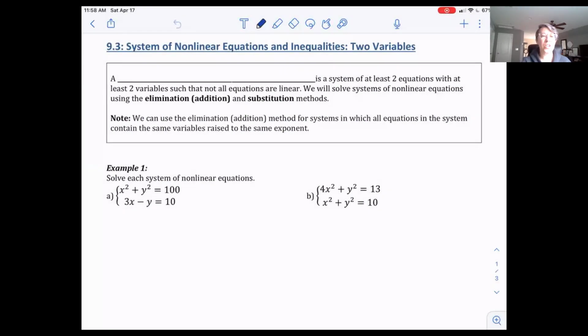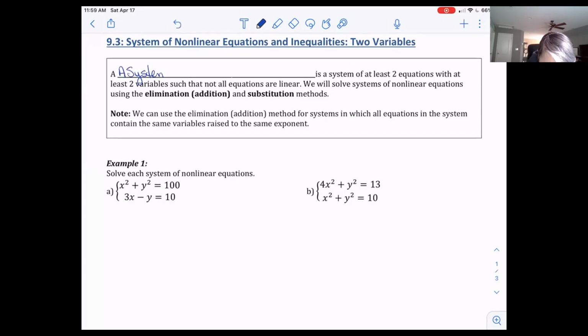Hi team, we're ready for section 9.3, systems of nonlinear equations and inequalities. We're going to be dealing with just two variables. Remember, if we have two variables, then we need two equations or inequalities. A system of nonlinear equations is a system where you have at least two equations with at least two variables, but at least one of those equations is not linear.